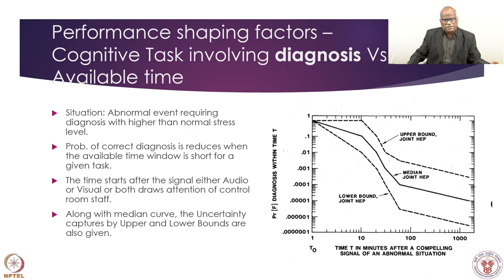Next we will discuss the HCR and THERP, which are characterized by these curves, called THERP curves, for situations and anomalies. Basically it is meant for diagnostics: within a time t, what is the probability that the diagnostics will be correct. These curves have been developed. We have their median value, joint probability, upper bound and lower bound, and then we have time t in minutes. Suppose the time t is one minute, the failure probability will be 1. But as the time available increases, the probability of failure goes on reducing. And this is taken as a reference for human reliability modeling in various fields.